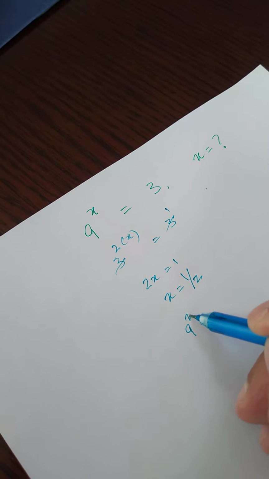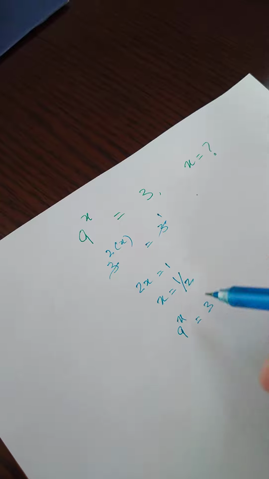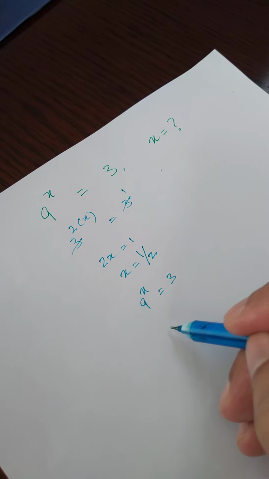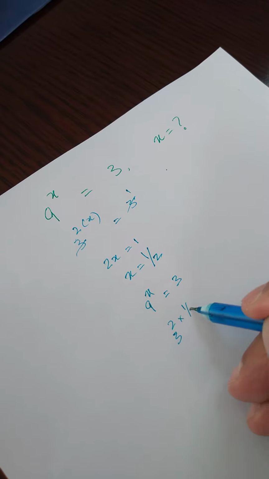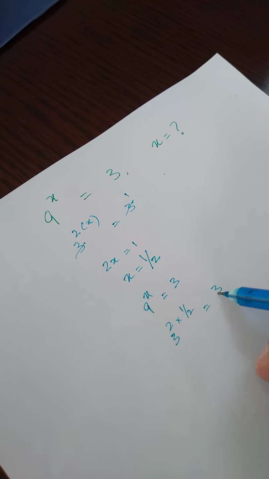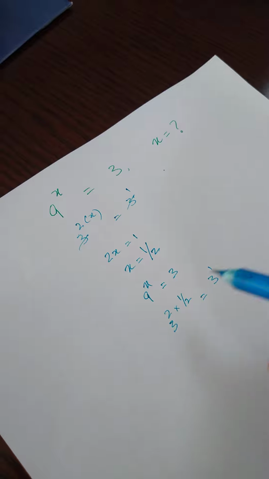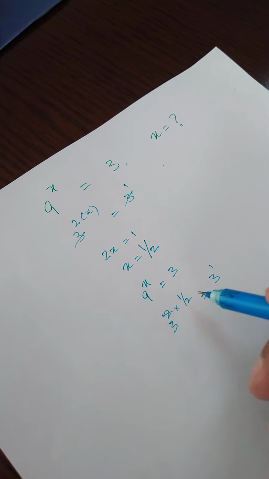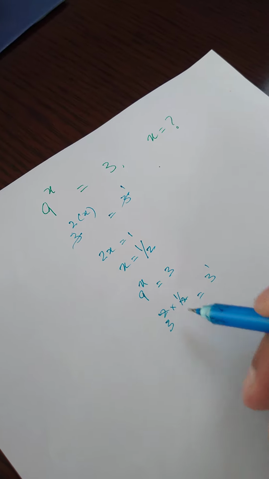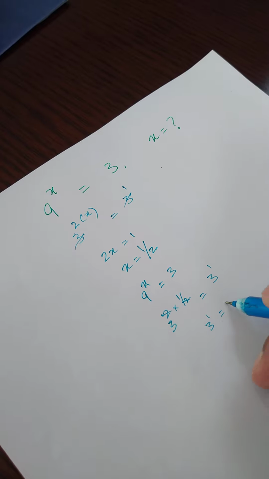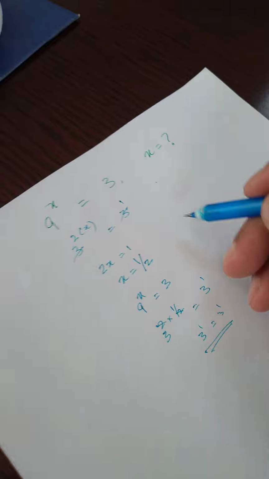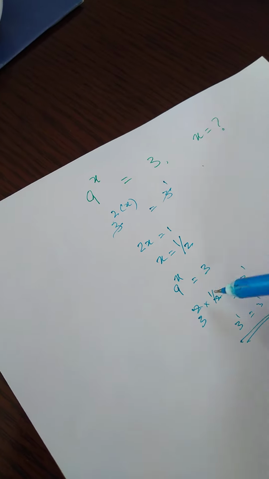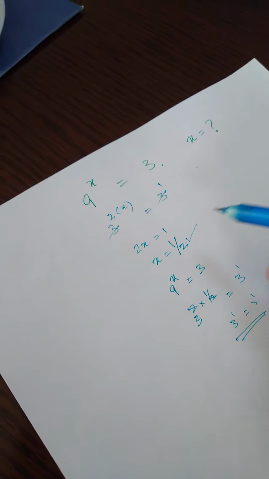Now since 9 to the power x is equal to 3, let's check if this is correct. So this will be 3 squared to the power x, where x is 1 over 2, which should be equal to 3 to the power 1. Let's see if this is true or false. The 2 cancels out, so 3 to the power 1 is equal to 3 to the power 1, or 3 is equal to 3. So x equal to 1 over 2 is the correct answer.